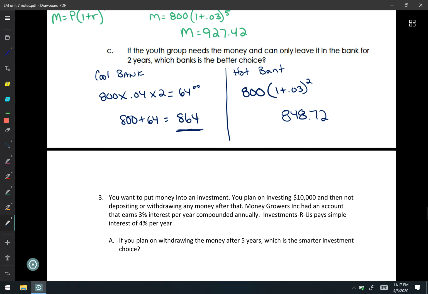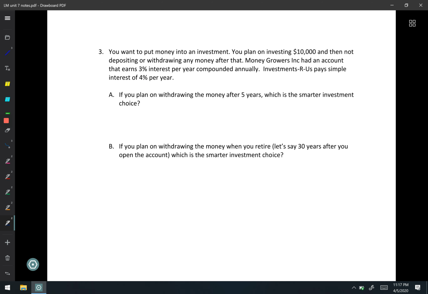One more example. All right, you want to put money into an investment. You plan on investing $10,000 and then not depositing or withdrawing any of the money. Money Growers Inc. has an account that earns 3% interest. Investment has a 4% interest. Okay, so just like we just did Cool Bank and Hot Bank, one of these is going to be simple interest, and one of these is going to be compound interest.